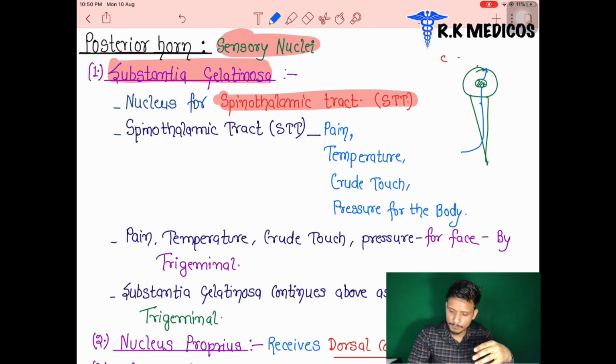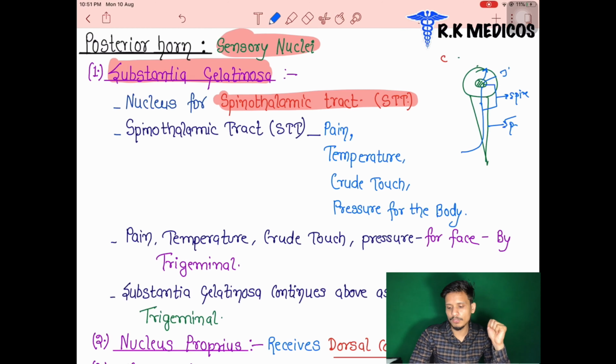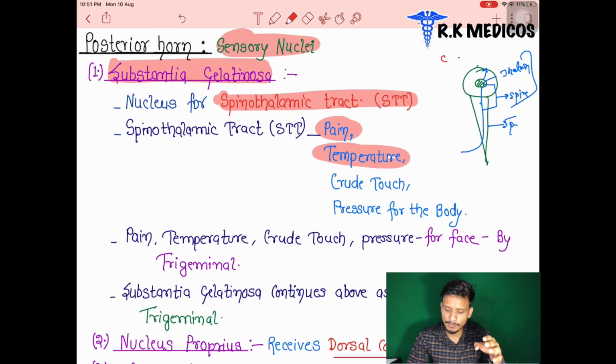So this pathway is called the spinothalamic pathway, because from the spinal cord they are going to the thalamus. That's why the spinothalamic tract is controlled by which nuclei? Substantia gelatinosa. It's so simple. This spinothalamic tract controls the pain sensation, temperature, crude touch and pressure of the body.